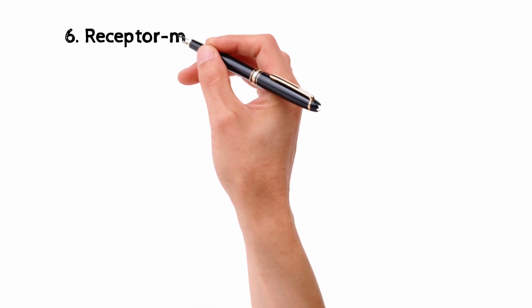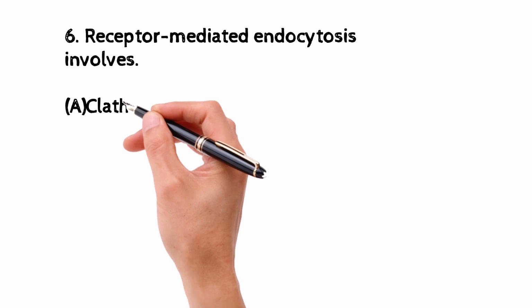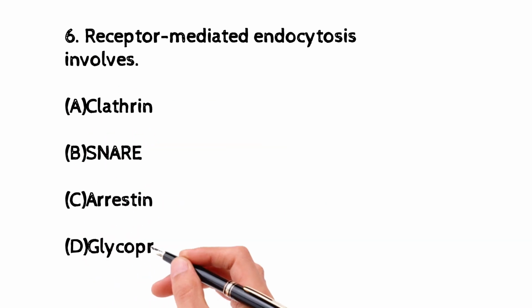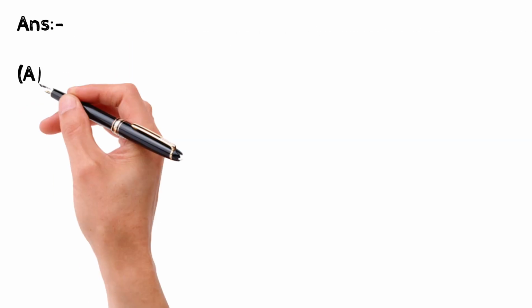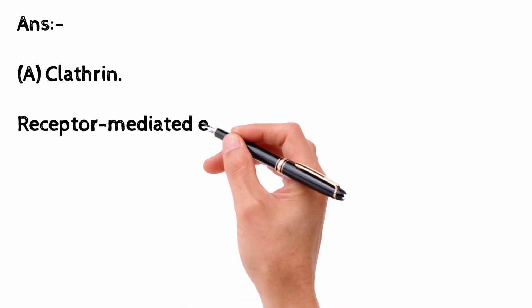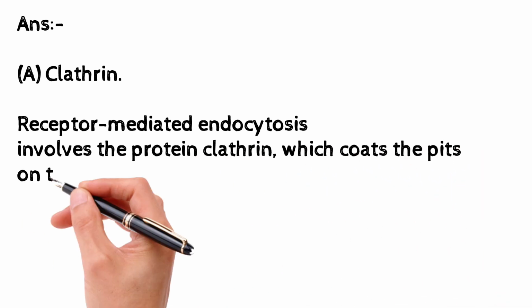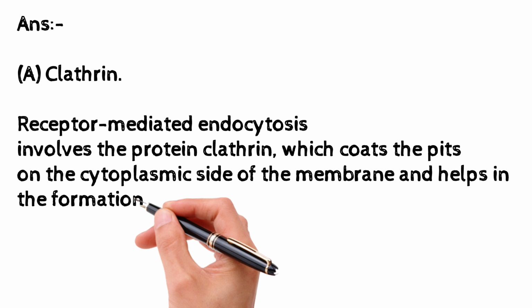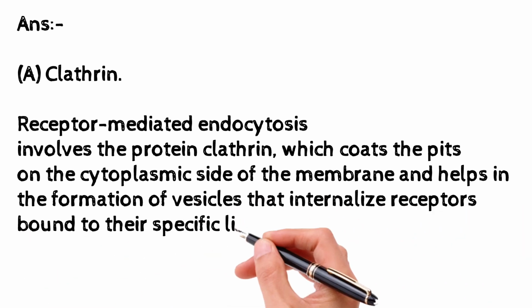The question is 6. Receptor-mediated endocytosis involves: A. Clathrin, B. SNARE, C. Arrestin, D. Glycoprotein. The correct answer is A. Clathrin. Receptor-mediated endocytosis involves the protein clathrin, which coats the pits on the cytoplasmic side of the membrane and helps in the formation of vesicles that internalize receptors bound to their specific ligands.